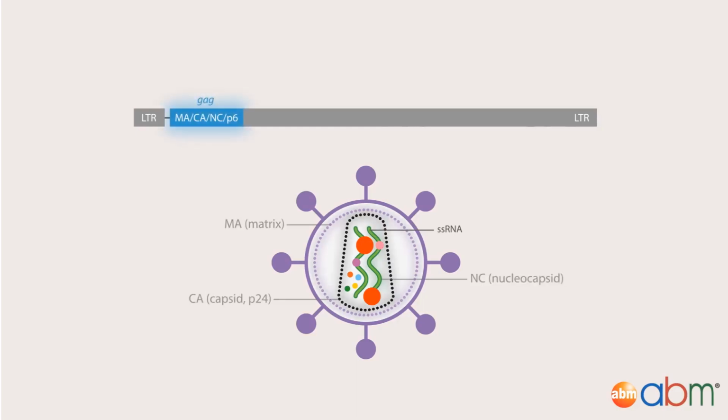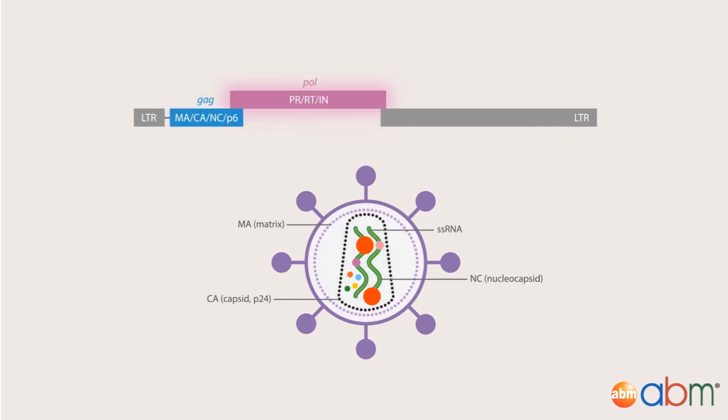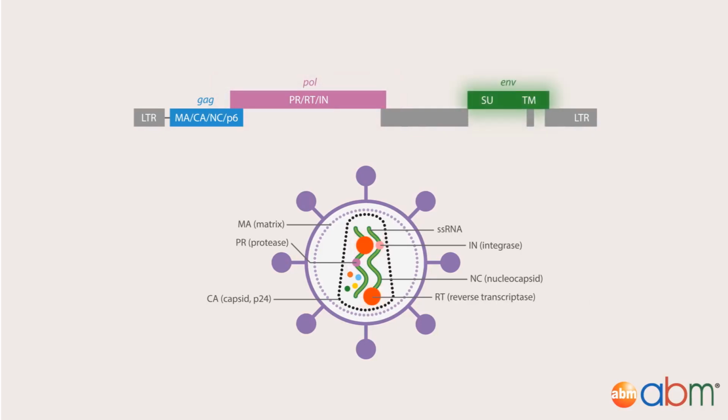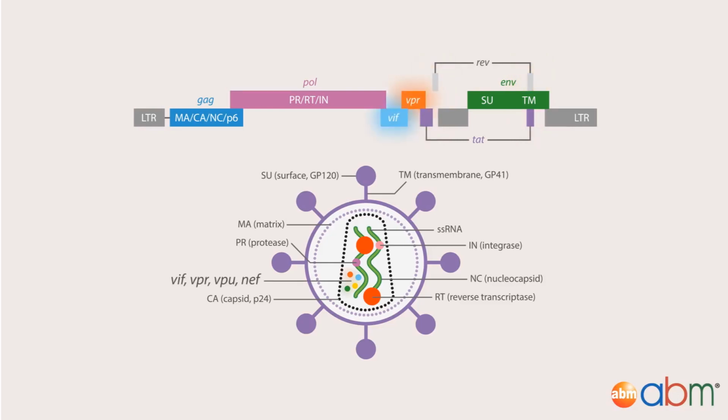The GAG gene encodes protective core and matrix proteins for viral assembly and infection. The POL gene encodes for reverse transcriptase, RNase H, and integrase, enzymes crucial for reverse transcription and genomic integration. The ENV gene encodes for surface glycoproteins that determine tropism and enable entry into the cell. The lentivirus genome also contains two important regulatory genes, TAT and REV, that activate viral transcription, as well as four accessory genes, VIF, VPR, VPU, and NEF, that are less essential for virus replication in host cells.